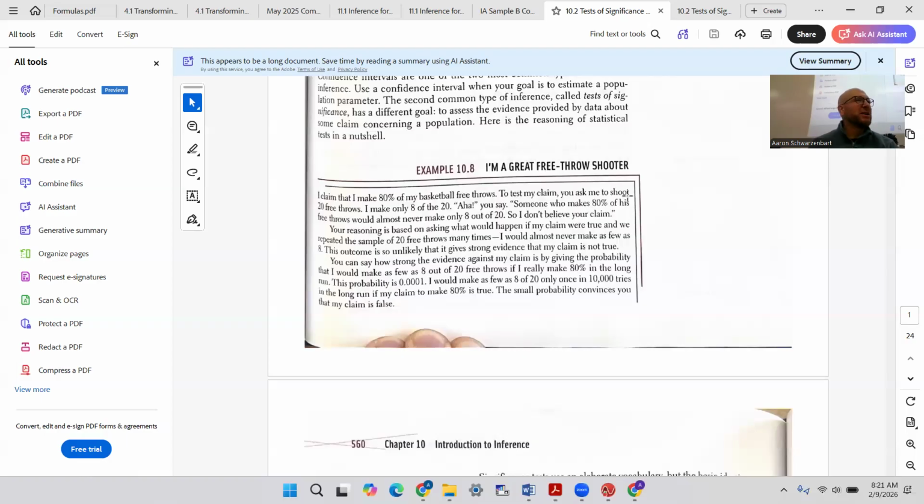And you're going, no, I really am an 80%. I just had a bad couple of shots. So what we're doing here is developing a system to test, is that realistic? If you really truly are an 80% free throw shooter, would you ever make this few? Well, the probability of that is it does happen, but it's 0.01% of the time. So I'm not really going to believe you.